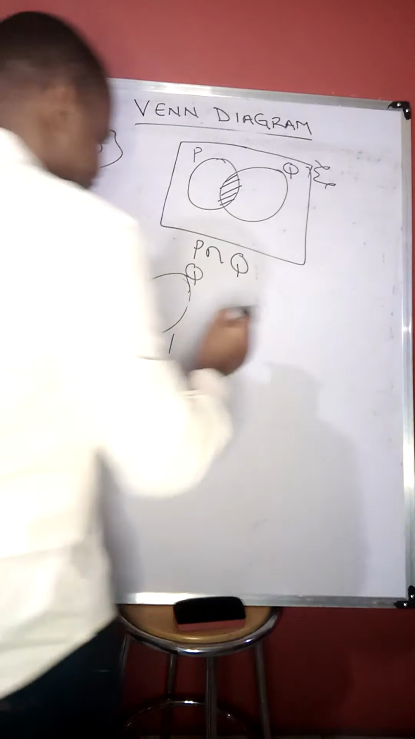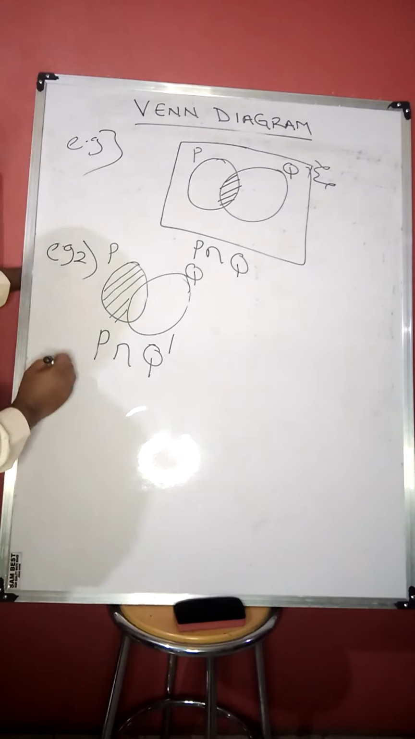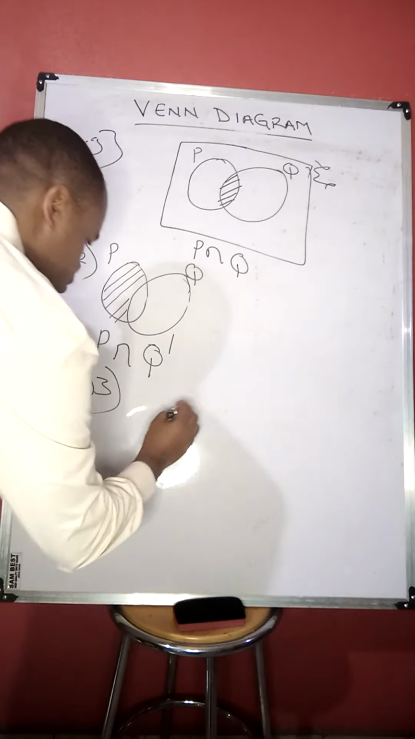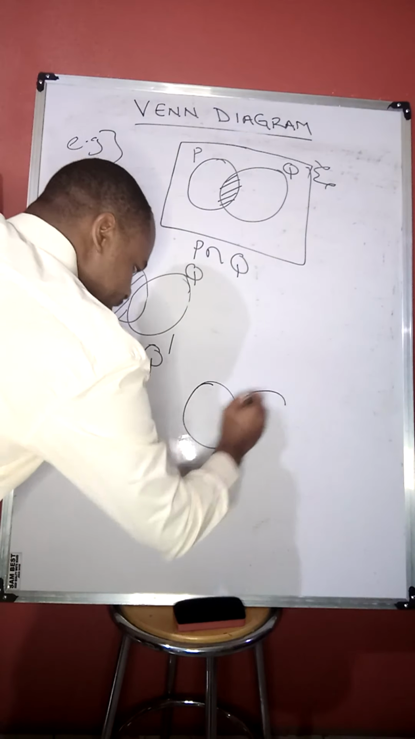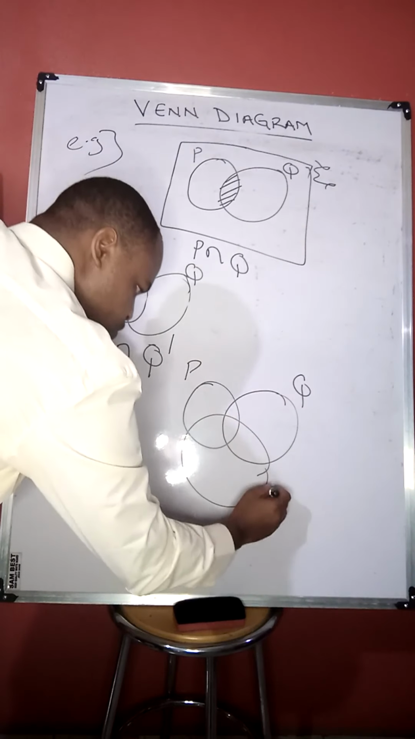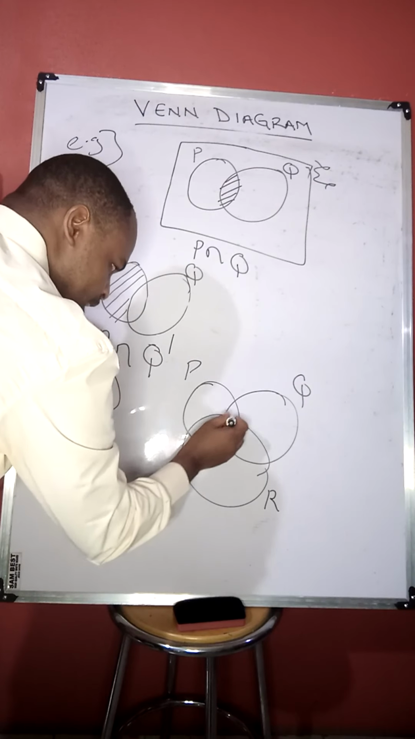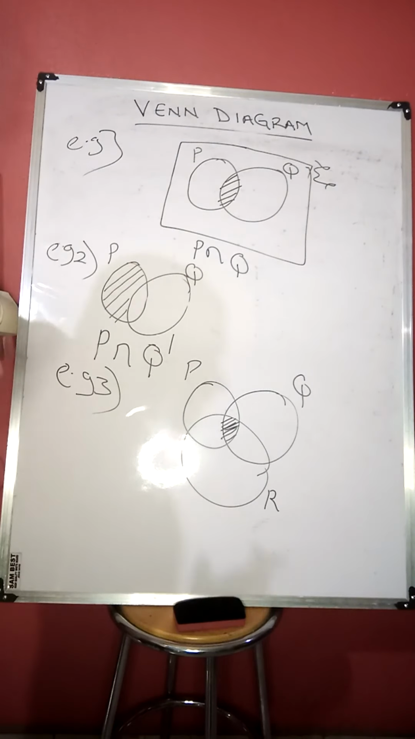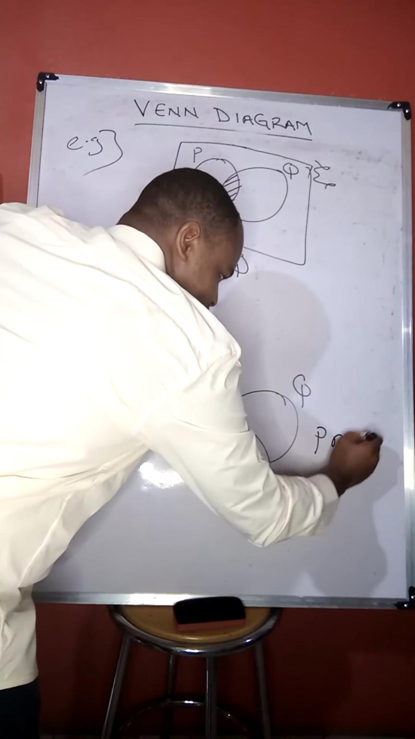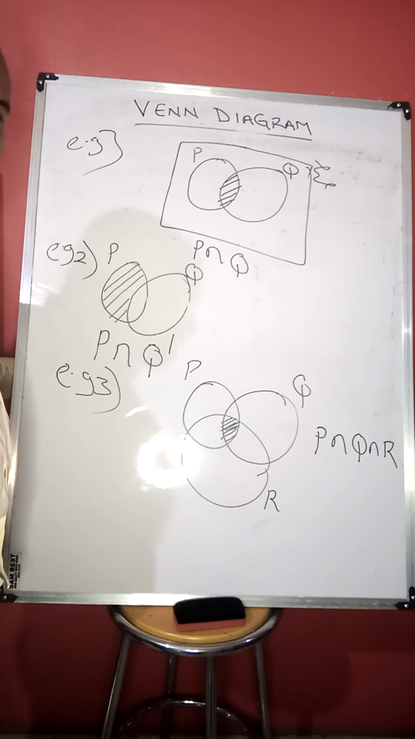Alright, let's still take another example. This is example 3. Let's have 3 circles this time, and I have P, Q, and R, and I shade where 3 of them meet. Now look at this properly. Where the 3 of them meet is where it's shaded. So you'll be having it as what? P intersection Q intersection R. That is the definition of where it's shaded.